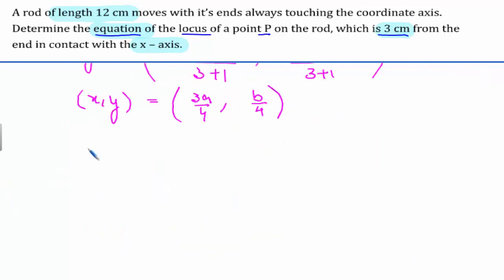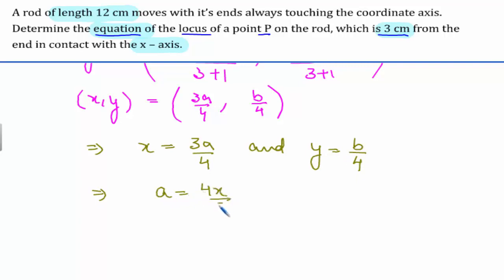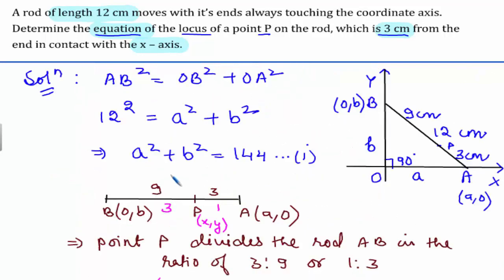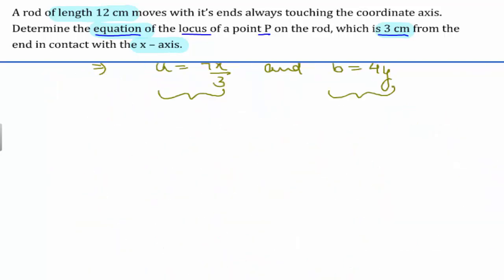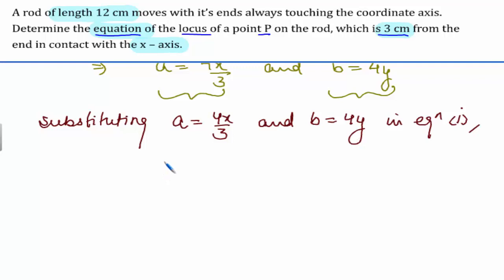So this implies that x is equal to 3a divided by 4 and y is equal to b divided by 4, which implies that a is equal to 4x divided by 3 and b is equal to 4y. Now substituting the value of a and b in equation number 1, which is a square plus b square is equal to 144, we get a square as 4x divided by 3 whole square plus b square as 4y whole square.